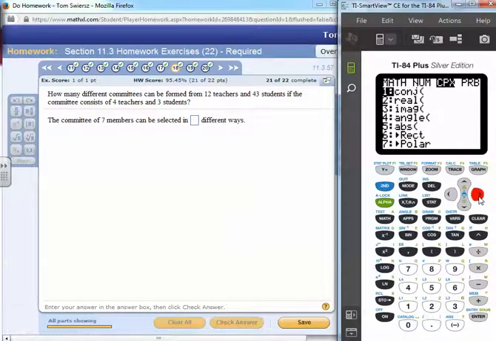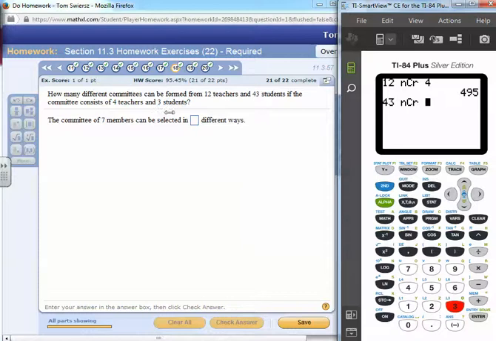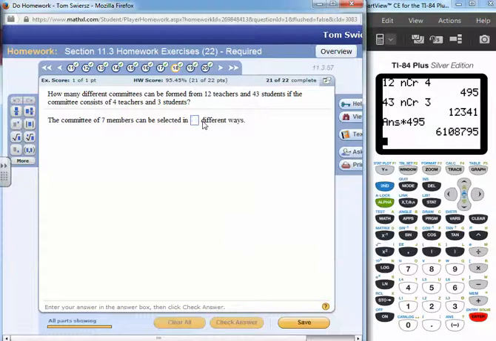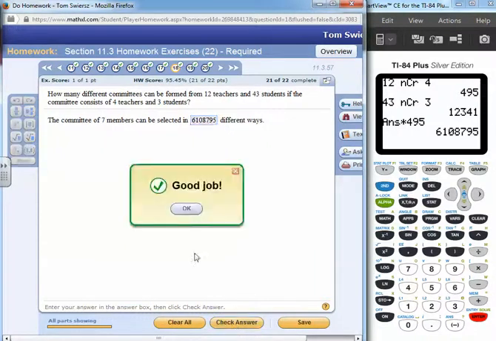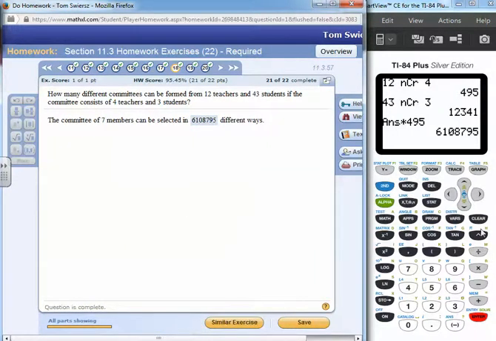Highlight probability by using the right arrow key 3 times, and then select number 3 for nCr, and we're selecting 3 students. So for the number of students it is 43C3. Hit enter, we get that number, 12,341, times the number of ways for the teachers, 495, and we get a very large total of 6,108,795. And that is indeed the correct answer.